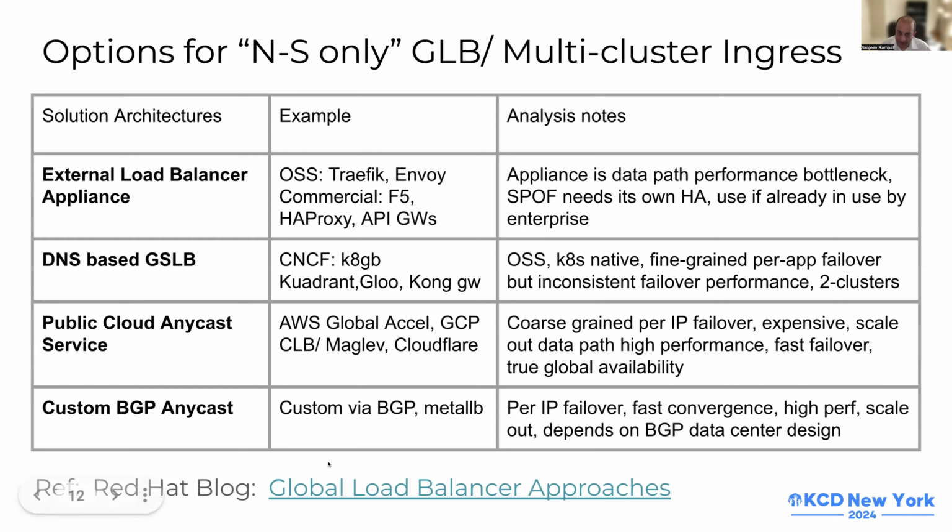So these are 4 categories. We did have a blog almost a couple of years ago now on global load balancer approaches, where we went into these different categories. So these are the patterns that you would consider when selecting a solution for the north-south networking multi-cluster pattern.